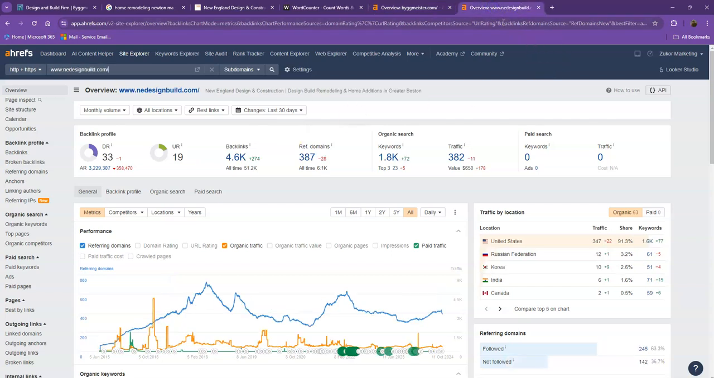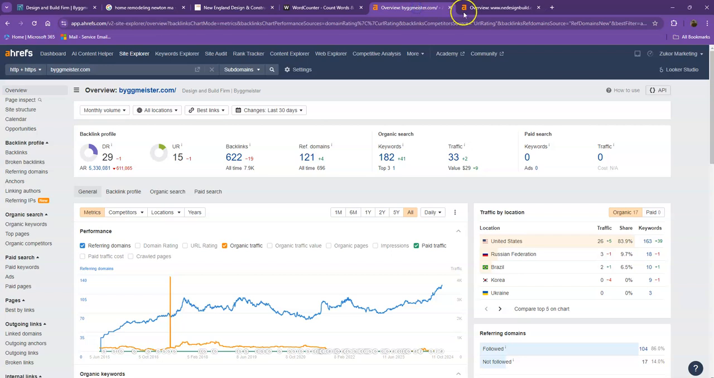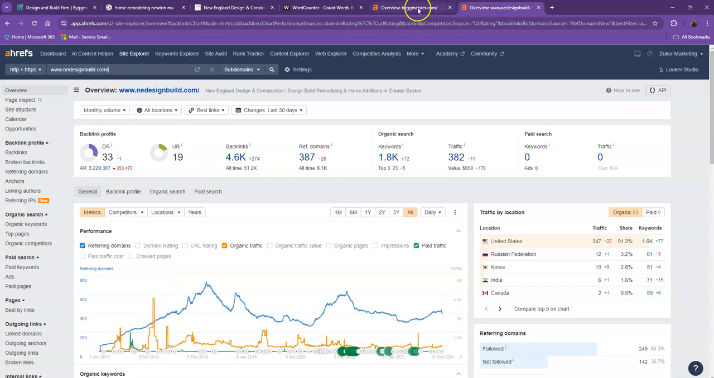Let's go ahead and take a look at your competitors' numbers. So with DR and UR, it still shows that Google actually finds their website a much more trustworthy and stronger website. That's also because they have more backlinks. They also have more keywords, which gave them way more traffic within the last 30 days.